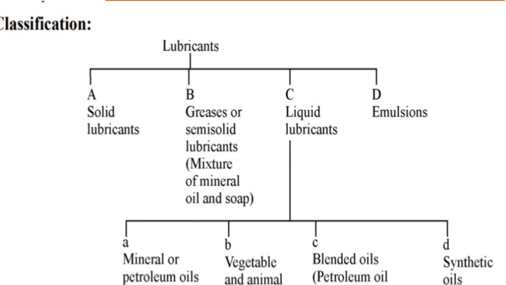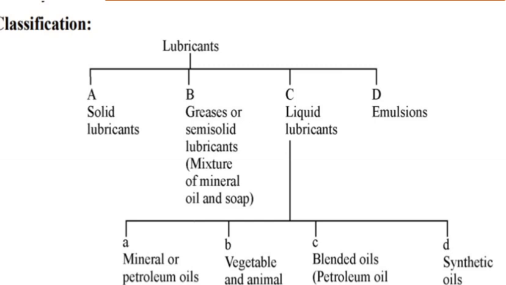There are four main types of lubricants. First is solid lubricant, second is grease or semi-solid lubricants, third is liquid lubricant, and last one is emulsion. The third one, liquid lubricants, is classified into four subtypes. First is mineral or petroleum oil lubricating oils, second is vegetable and animal oil, third is blended oil, and last one is synthetic oil.